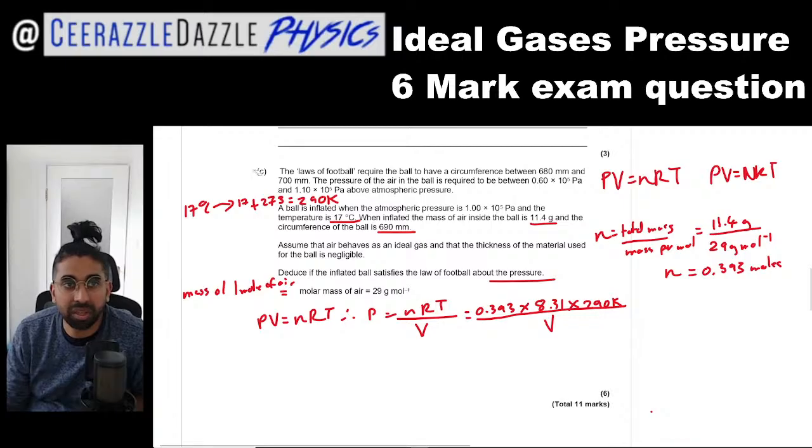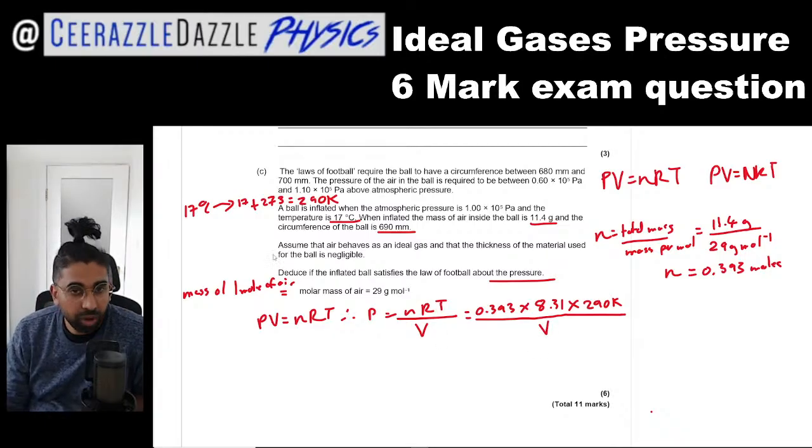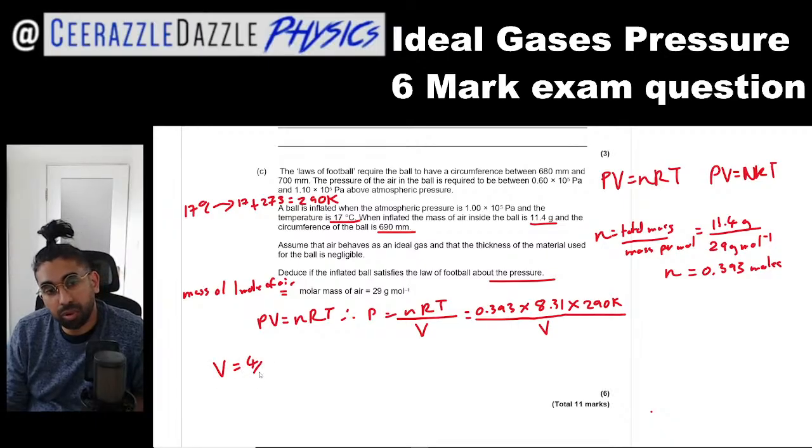That's a bit ugly. Let me just try and do that again. Too far. Oh, there we go. I just don't want to make that line ugly there. Divided by the volume, but we don't have the volume. The volume of the ball is like a sphere. So obviously the volume is going to be equal to 4 over 3 pi r cubed.